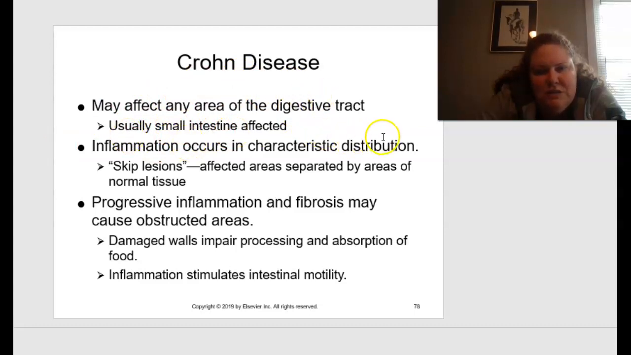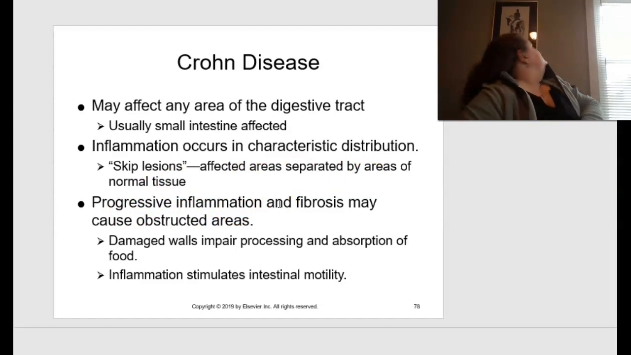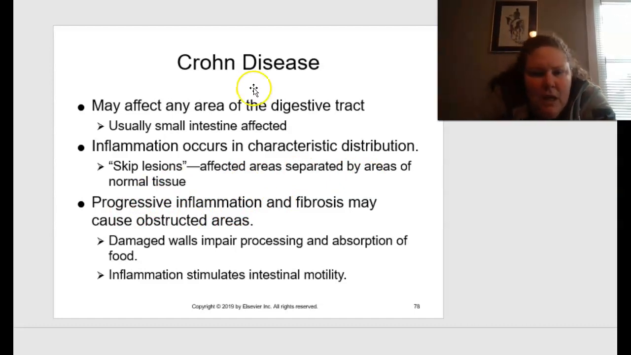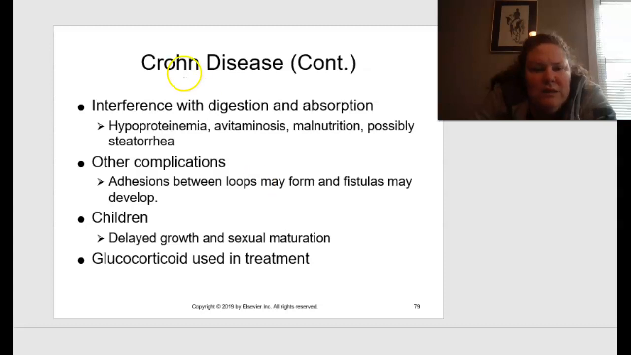Inflammation occurs in a characteristic distribution. You have these skip lesions, which are affected areas that are separated by areas of normal tissue. You also have progressive inflammation and fibrosis, and this may cause obstructed areas. The picture looks crooked, but it's not. You can also have damaged walls, impairing the processing and absorption of food, as well as inflammation that can stimulate intestinal motility. It causes interference with digestion and absorption.